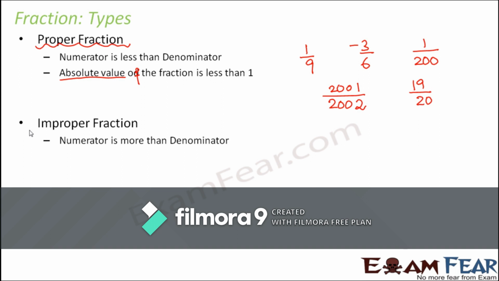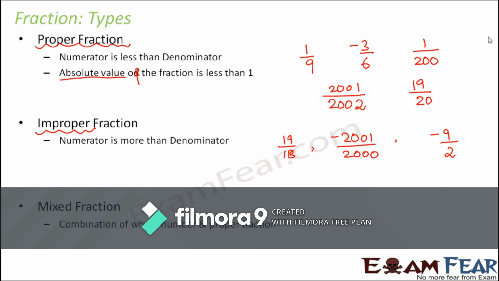Now, can you guess what would be improper fraction? Just the reverse of proper fraction. So here numerator is more than the denominator. So something like 19 by 18 or -2001 divided by 2000 or -9 by 2. So these are all examples of improper fractions because we see that the numerator, the number on the top is bigger than the number below. So these are examples of improper fraction.